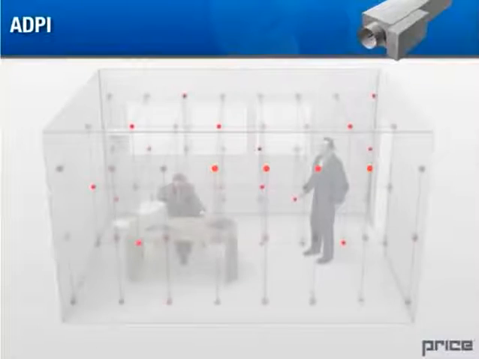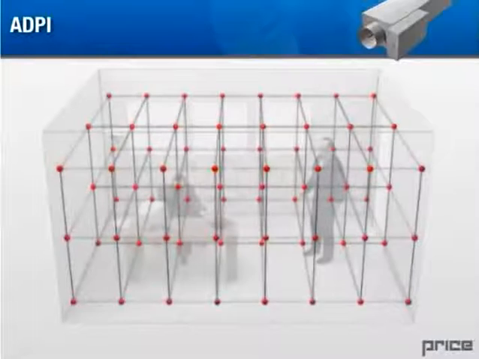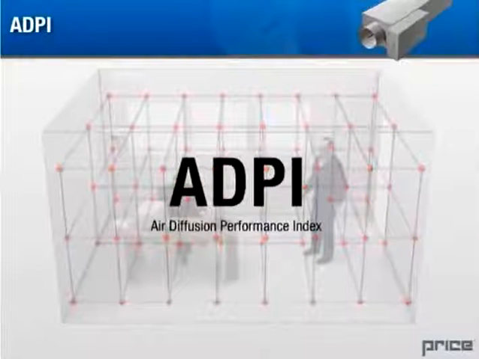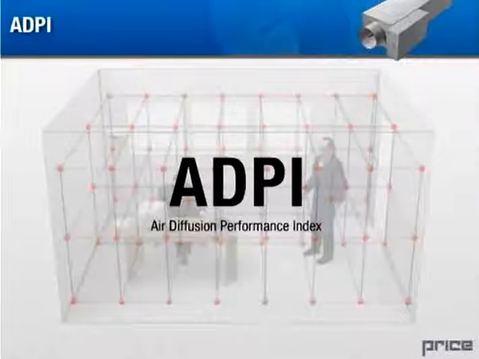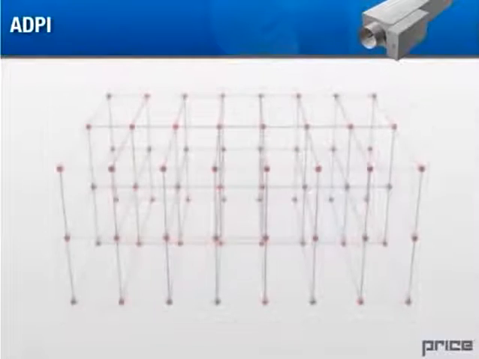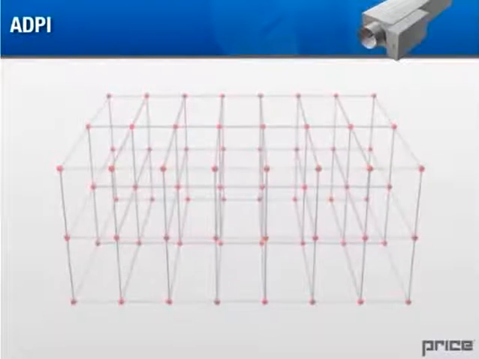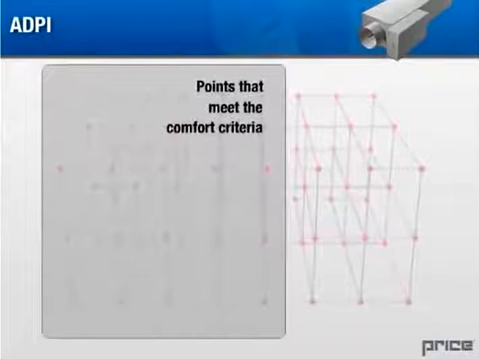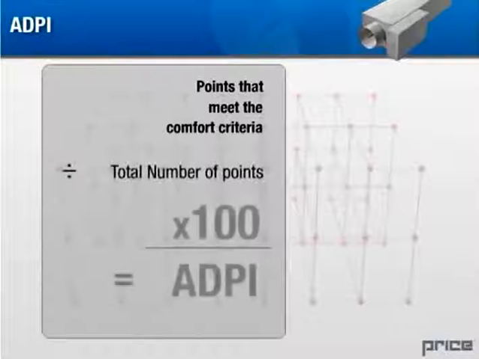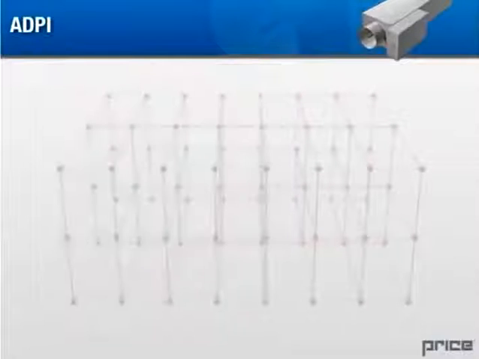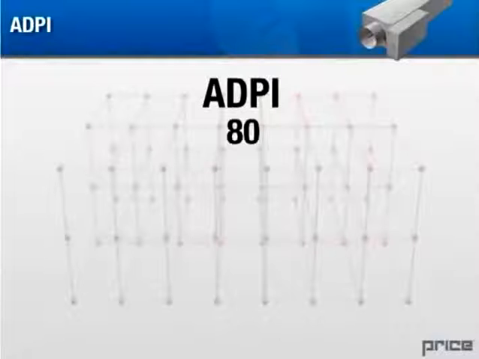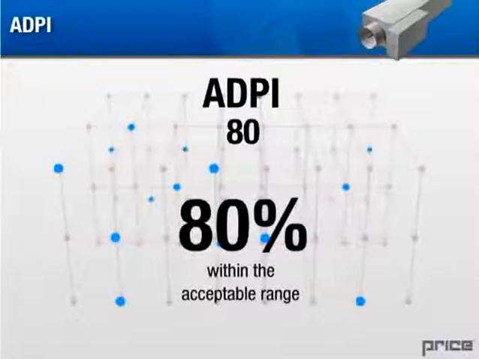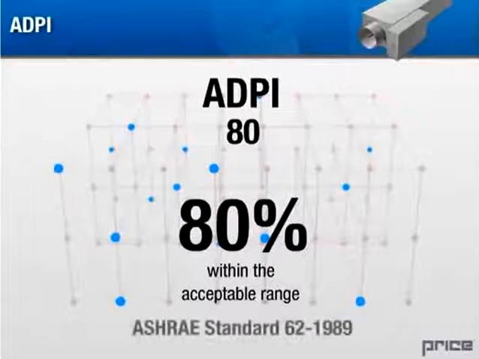After checking all of these points, an Air Diffusion Performance Index, or ADPI, can be determined. This ADPI value has proven to be a valid single number rating of an air diffusion system. This is a calculation of the number of points that meet the comfort criteria divided by the total number of points, times 100. An ADPI of 80 means that 80% of the points measured have air temperatures and velocities within an acceptable range. An ADPI of 80 or above is considered adequate to meet the comfort criteria according to ASHRAE Standard 62-1989.